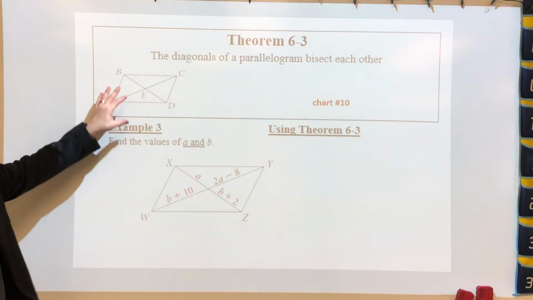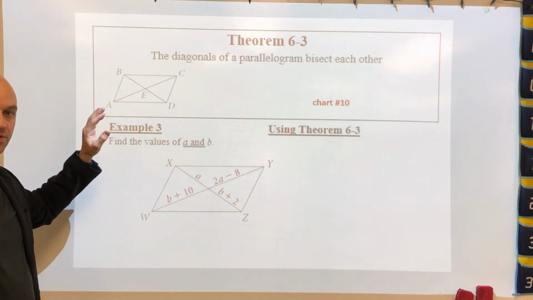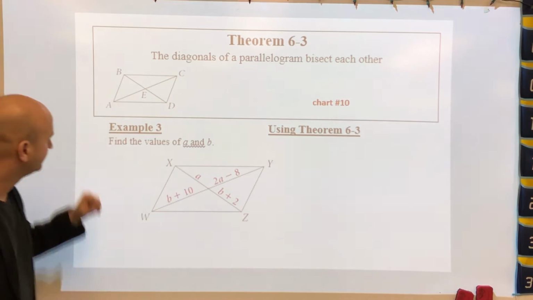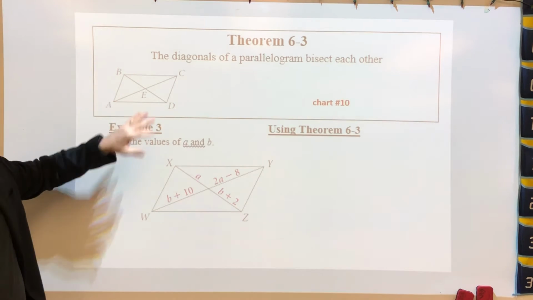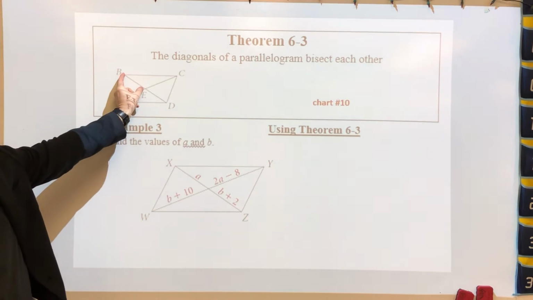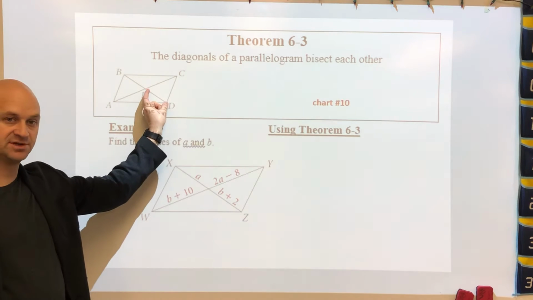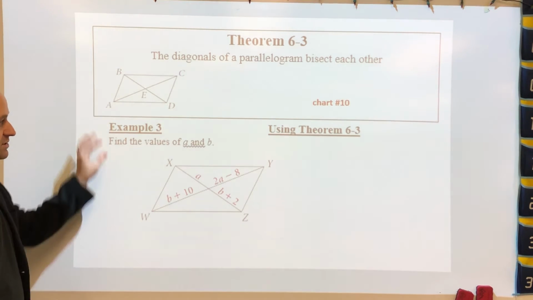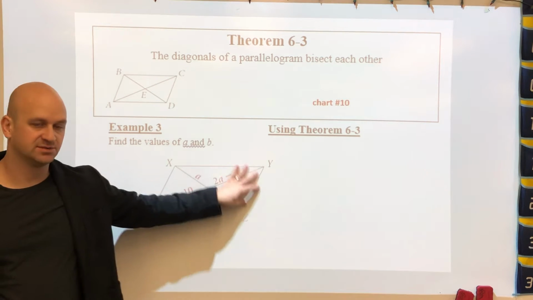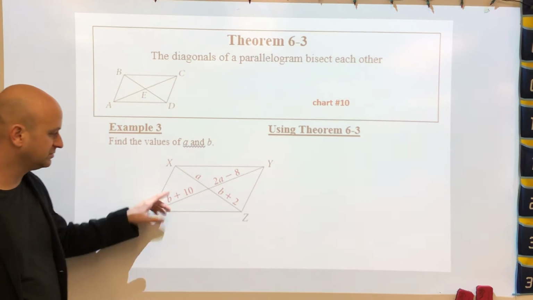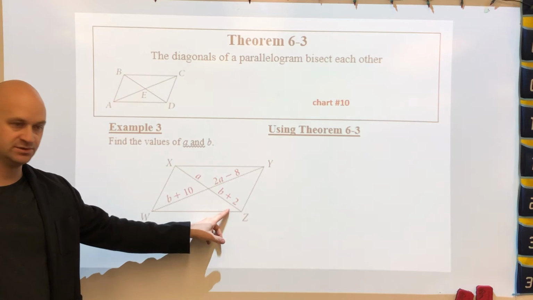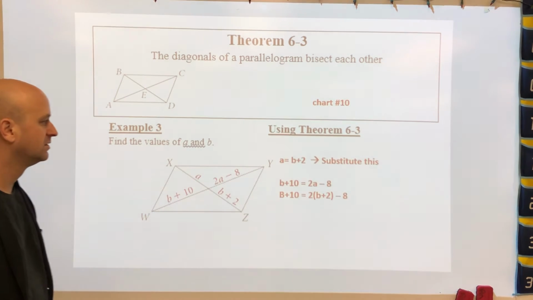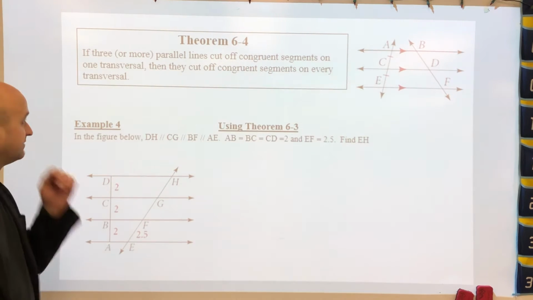All right, we're going to talk about diagonal properties as well. So we have sides, angles, and diagonals, SAD. So the diagonals are going to bisect each other. So this section and this section are going to be congruent. This section and this section are going to be congruent. So that's what that's saying. Now in this example, this is a little bit more difficult than we're going to do, but A would equal B plus 2, and B plus 10 is equal to 2A minus 8. All right, so we're going to skip this example pretty fast.